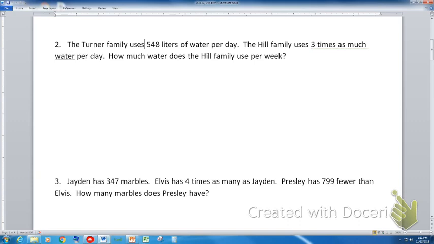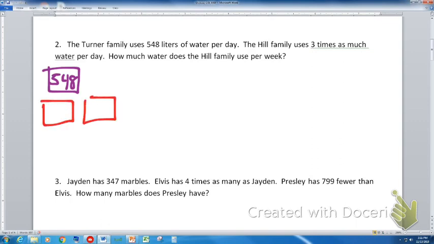So number 2, the Turner family used 548 liters of water. So here's our 548 liters. Now, the Hill family used 3 times as much, so that means they took 3 of those 548s, and that's how much the Hill family used. So let's first, 5, 4, 8. So I'm kind of drawing the picture as I'm reading it, which is okay. I'm doing it for time's sake here.